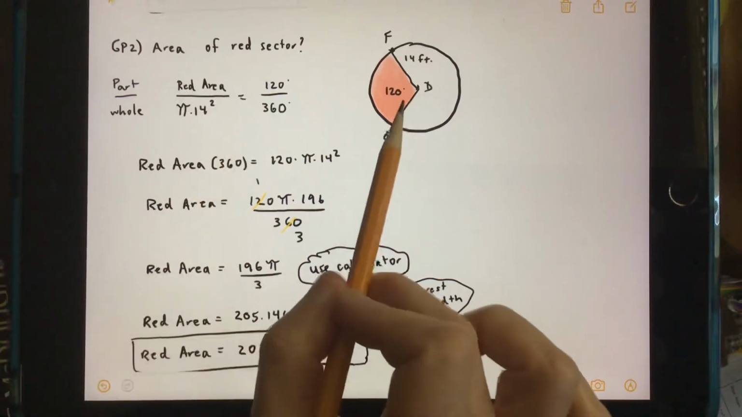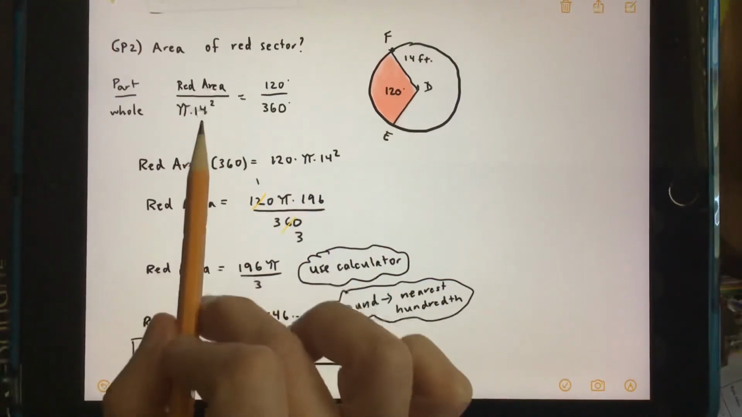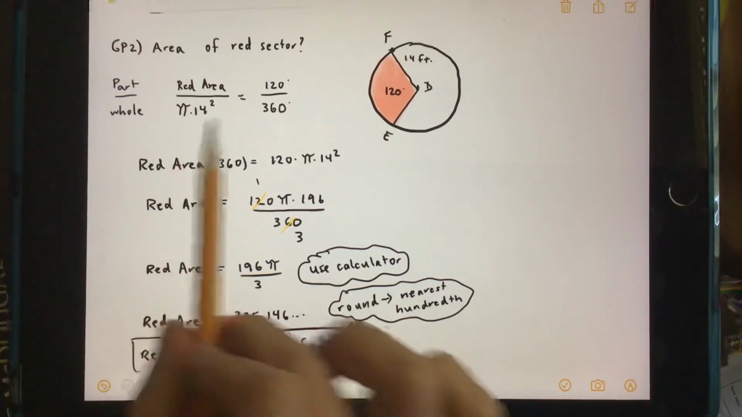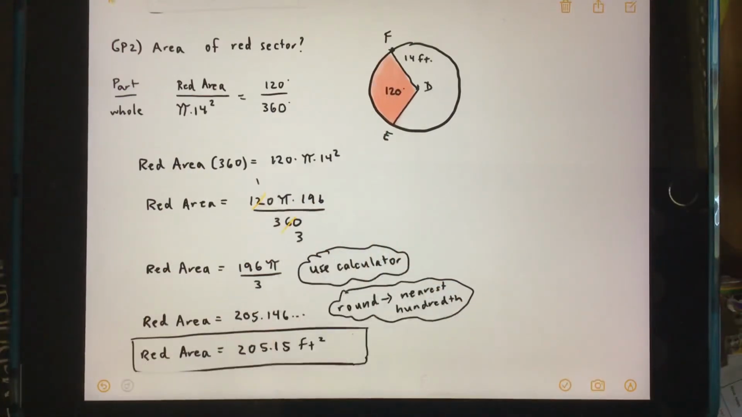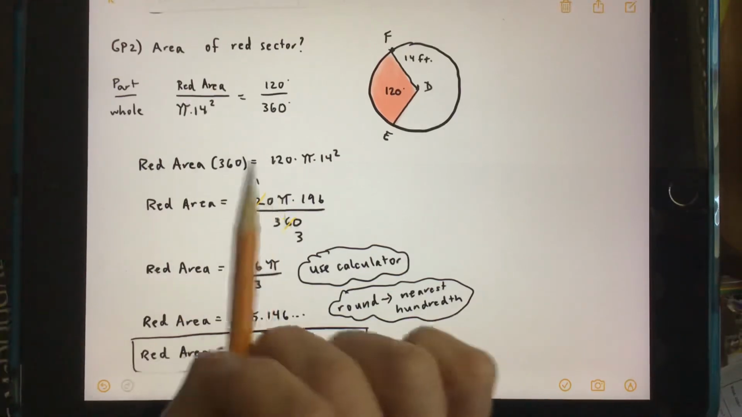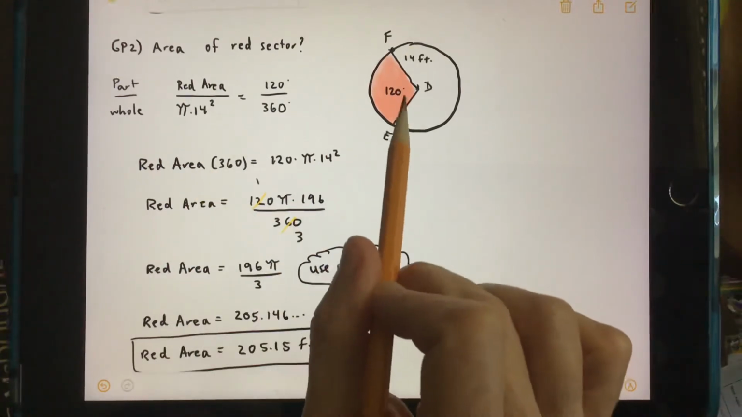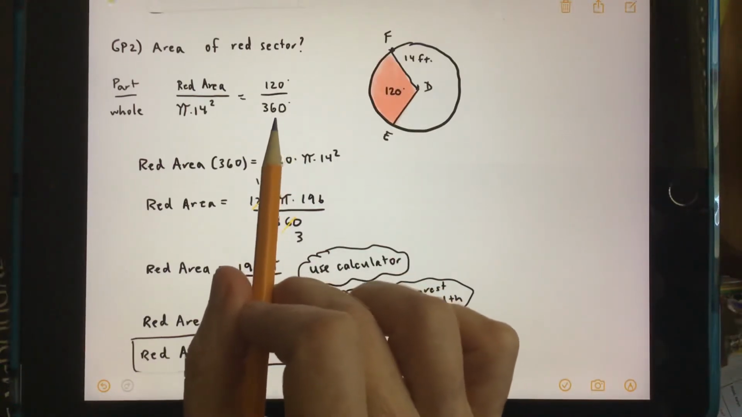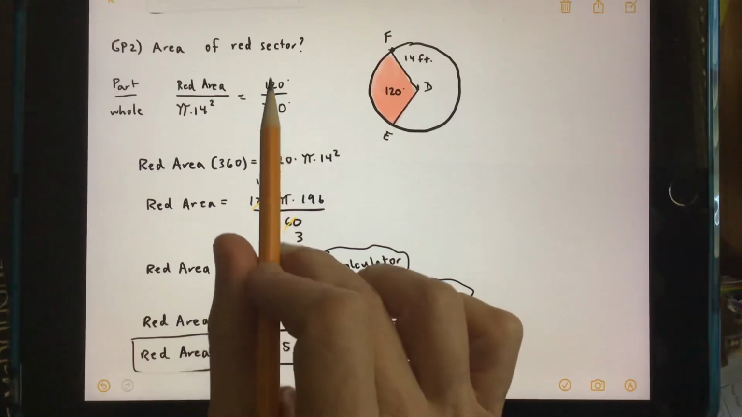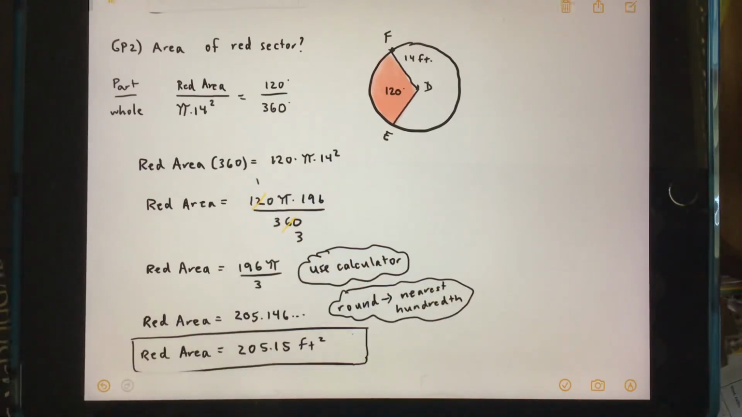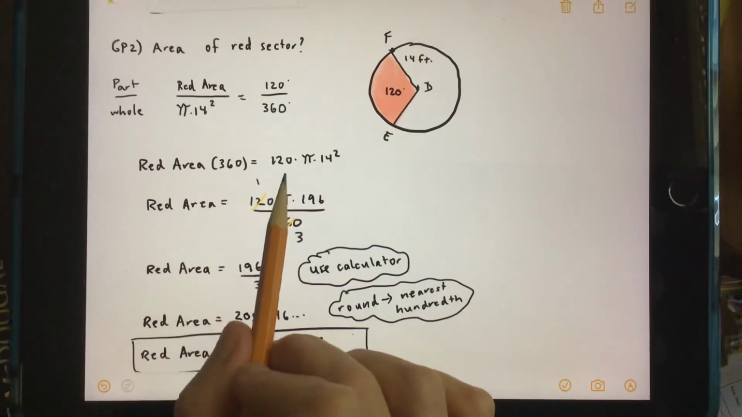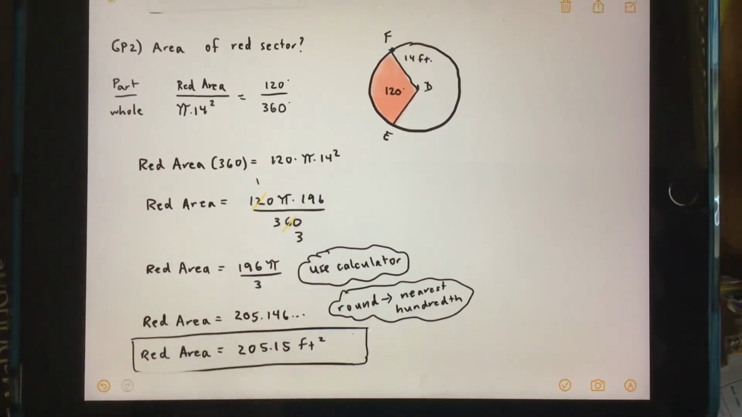The red area, whatever its answer is, compared to the entire area of the circle, pi r squared, pi times 14, because they told us the radius was 14, so pi times 14 squared, is equal to the number of degrees for this sector, which is 120 degrees, compared to the entire number of degrees in the circle, 360. So it's still part to whole. All right, then we're going to use cross products. The red area times 360 is equal to 120 times pi times 14 squared.